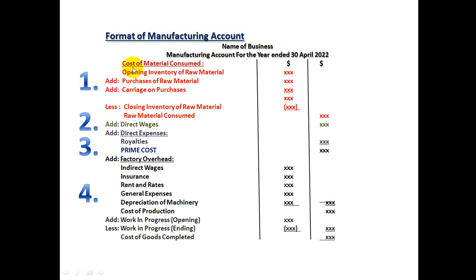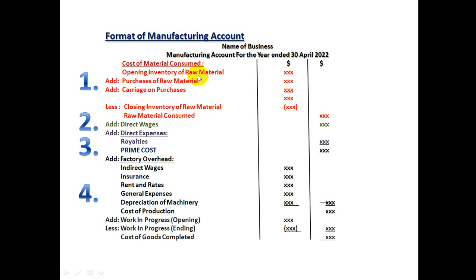First part is known as cost of material consumed. We will be using these items while calculating cost of material consumed. Whatever is the raw material opening inventory given to you in the question will be written here. If you had purchased any raw material during the year, that will be written here. If you had paid carriage while purchasing material, that carriage will be written here. All these three items will be added.